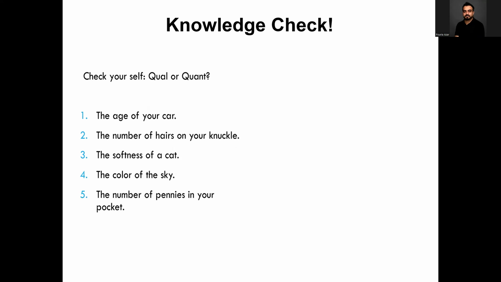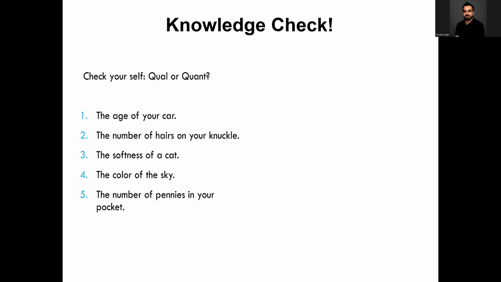Let's do this together. Check yourself, qualitative or quantitative. The age of your car. The age is numeric, it's a number, so it's quantitative. The number of hairs on your knuckle. Again, it's numeric, it's kind of a continuous variable. It's quantitative. The softness of a cat. Can we measure the softness of a cat? Can we assign numbers to it? Actually, no. So it's qualitative.